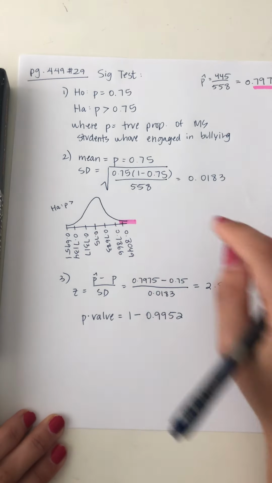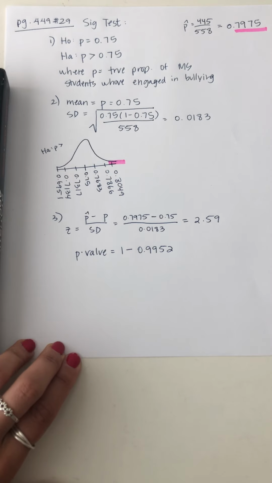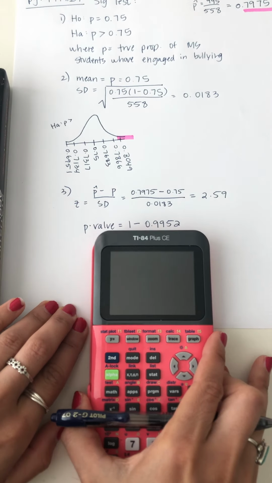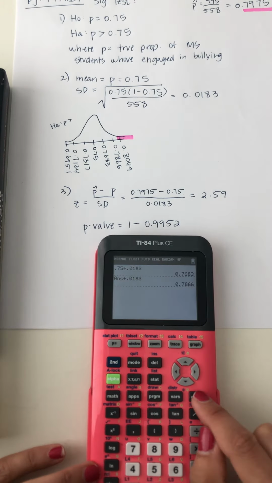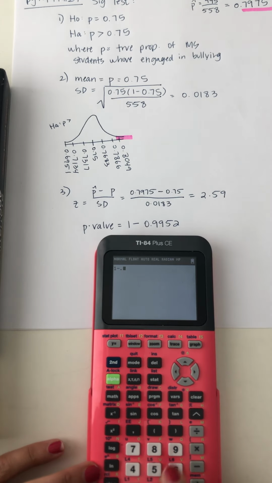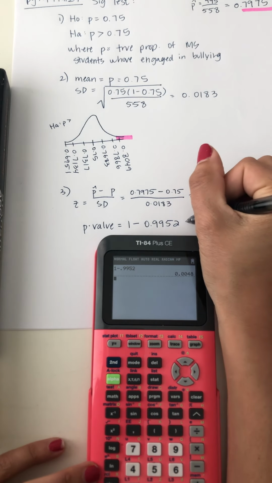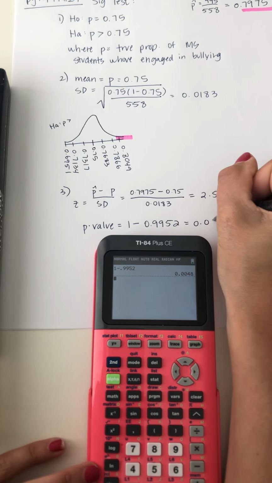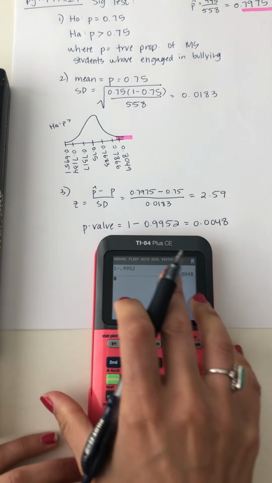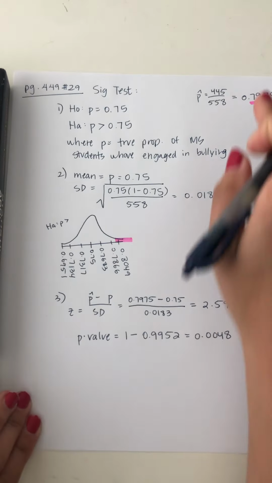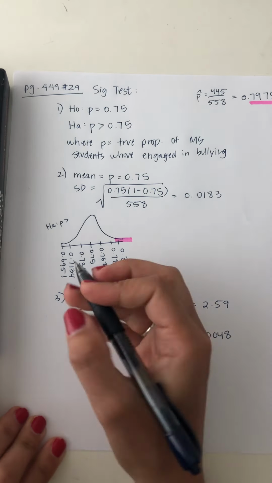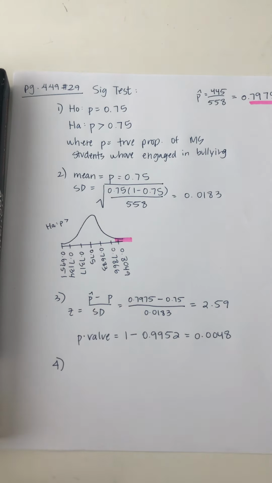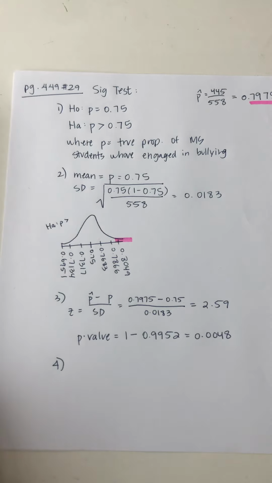Now you see how we did not just shade in 99% of the curve? We shaded in more like 1% of the curve. That's why I make you draw your curve. 1 minus 0.9952. This is our p-value. And this is the probability of our sample happening in real life, given that the HO is true. That's our p-value. All right, almost done.